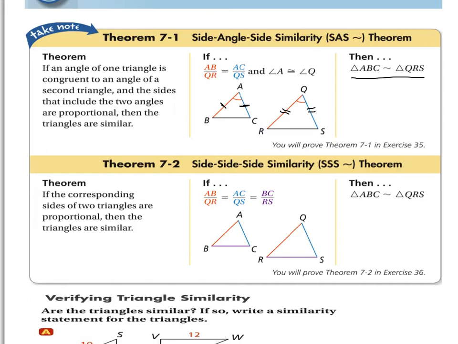Now, on the side-side-side similarity, it says if the corresponding sides of two triangles are proportional, then the triangles are similar. So if I take all the sides that are corresponding, so AB and QR, and AC and QS, and BC and RS, and I set them up into a proportion, just like we did with the statement of proportionality before. If all those come out to the same fraction when you reduce them for the scale factor, then you know that the triangles are similar.